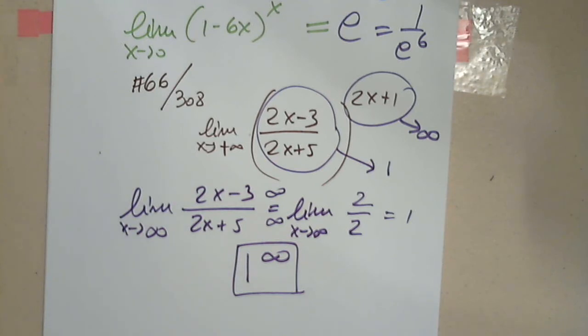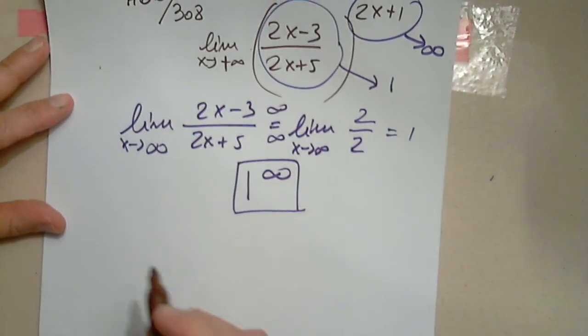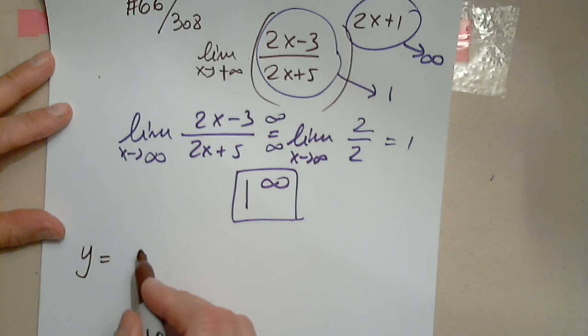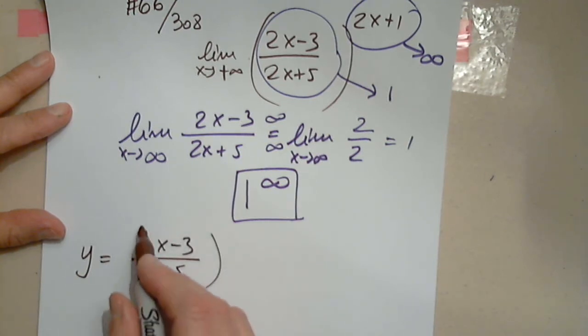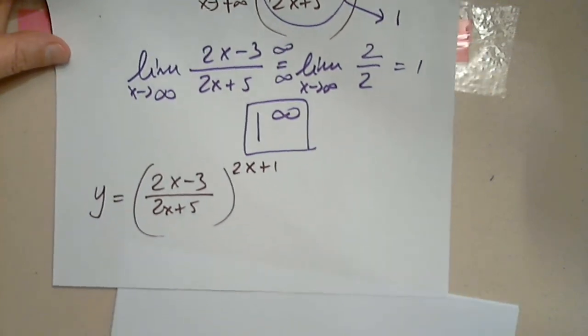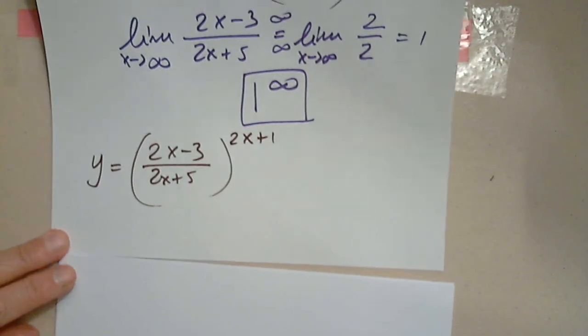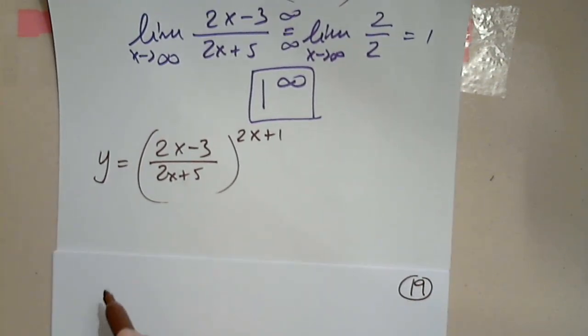So I will denote the function by y. So we have y equals 2x minus 3 over 2x plus 5 raised to 2x plus 1. In the next step, I have to apply L'Hopital's rule. I'm sorry. I have to apply natural log first.